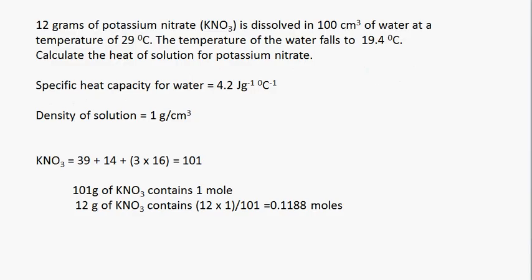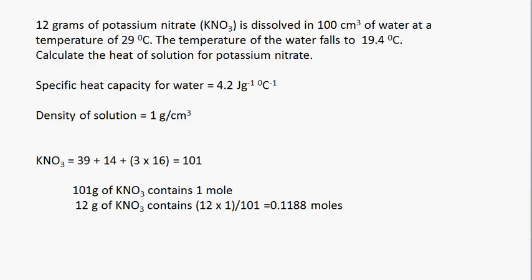Okay, let us look at this worked example. So in this example we have 12 grams of potassium nitrate being dissolved in 100 cm cube of water, which is initially at 29 degrees Celsius. The temperature of the water falls to 19.4 degrees Celsius. Calculate the heat of solution for potassium nitrate.